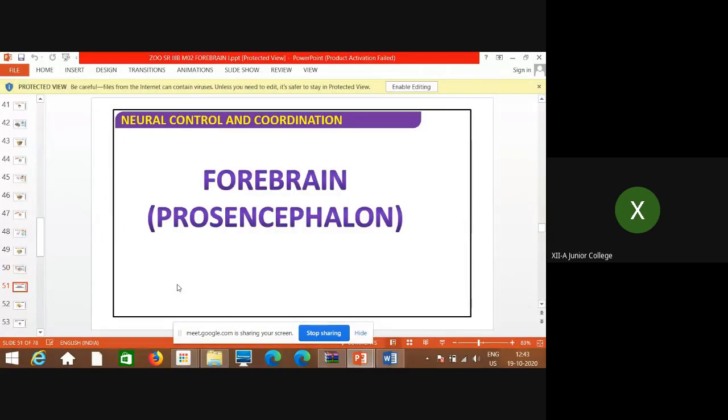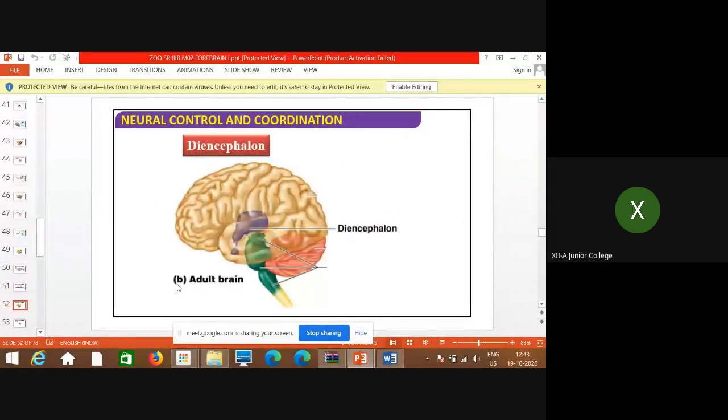Okay. Now the next part, the last part of this forebrain, is called the diencephalon. The first part we discussed was olfactory, the second was the cerebrum. Now the third part of the forebrain is called the diencephalon, and this is the region where it is shown.